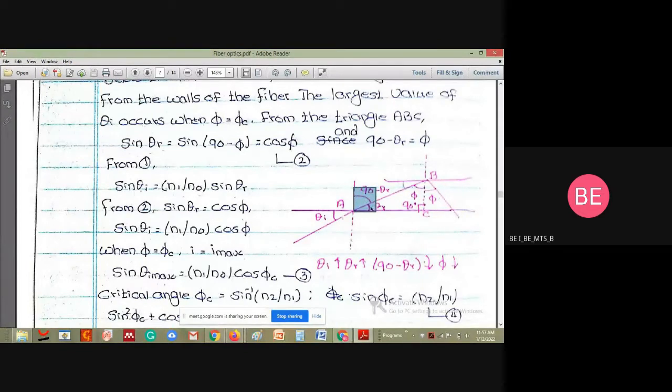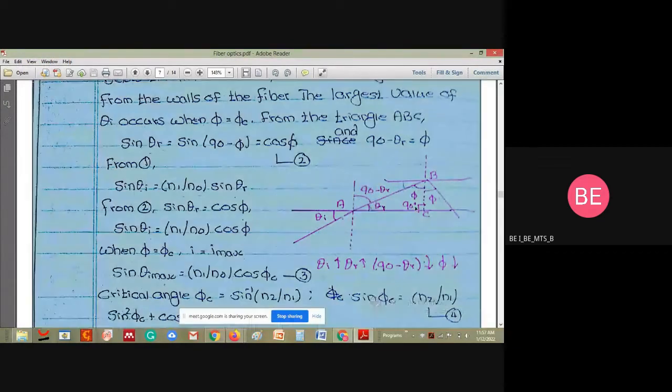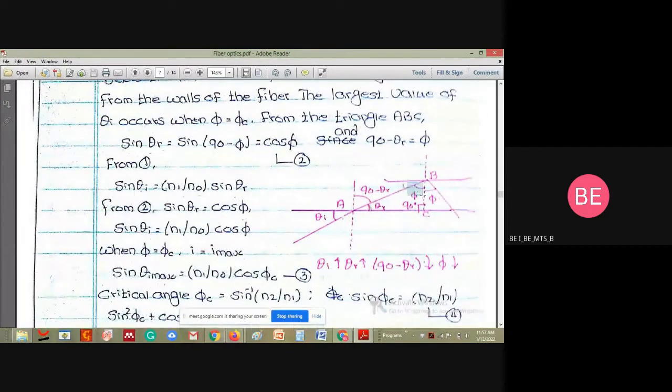So in this 90 degrees, if this half angle is equal to theta r, the remaining angle will be equal to 90 minus theta r. Similarly, here also this angle will be equal to 90 degrees, and if this angle is equal to phi, this angle will be equal to 90 minus phi, right? And according to your geometrical relation, this theta r is equal to this angle, which is nothing but 90 minus phi, and this phi is equal to this angle, that is 90 minus theta r, right?